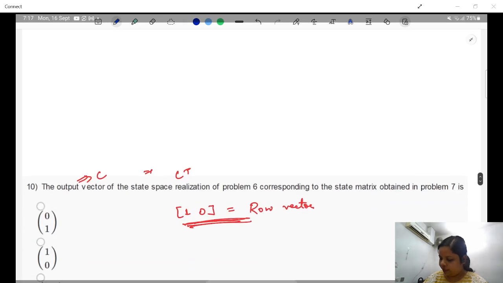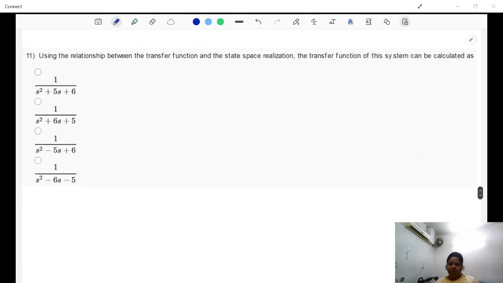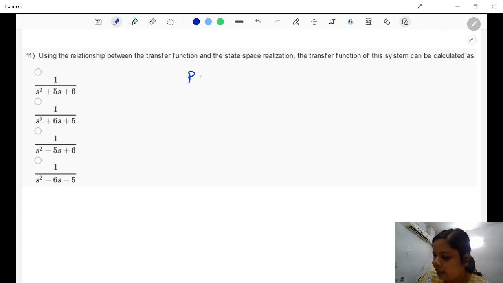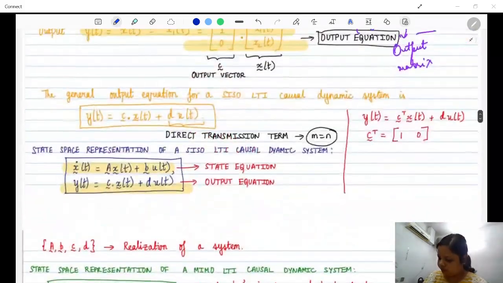9 and 10 are already done. We'll move to 11. Yeah, this is the same question. So seeing the last question, you might know what the answer is, but how do we come to it? That is even more important. So you remember before this, when we were talking, how would you derive Y(s) upon U(s)? So I showed you where that is.